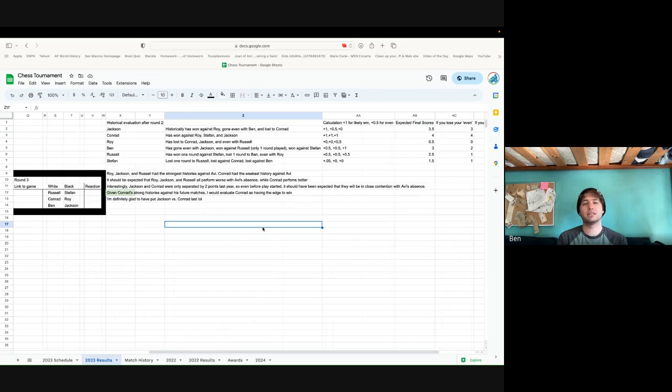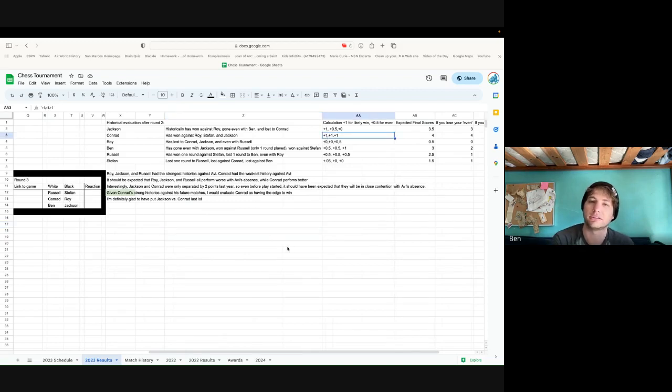That being said, I still give Conrad the edge just because he has such a strong history against who he's going up against next. As of last year, he never lost against Roy, Stefan, or Jackson, who he's going up against. So basically, Conrad seems more certain to reach 4 than Jackson does. More likely, I guess. Certain's probably not super correct, but nothing is certain, I guess, is really the point here.